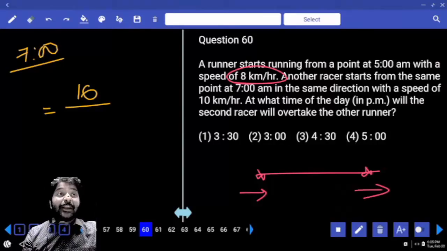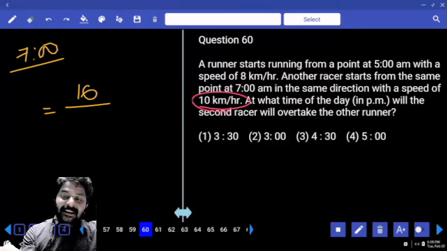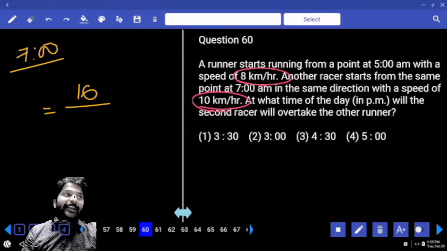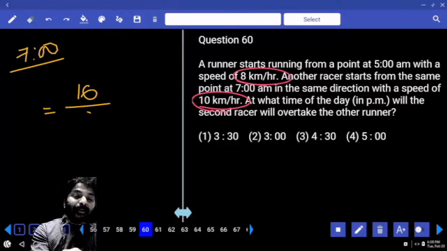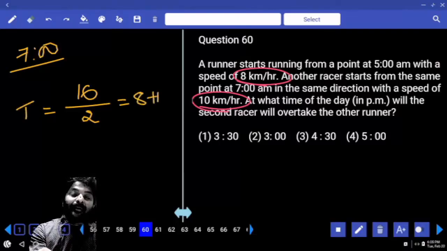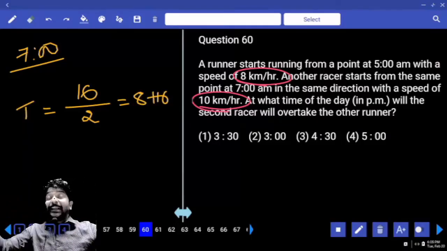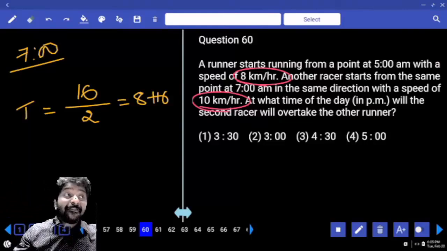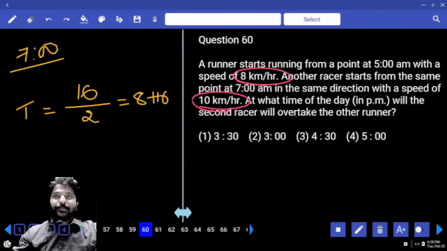Relative speed is S1 minus S2. S1 is 10 km per hour, S2 is 8 km per hour. The difference is 2 km per hour, so 16 divided by 2 equals how many hours? It takes 8 hours from 7 a.m. to meet each other.